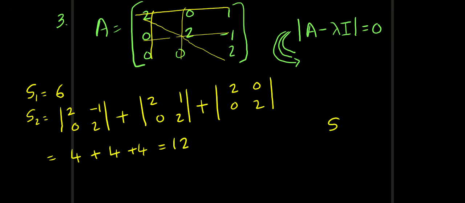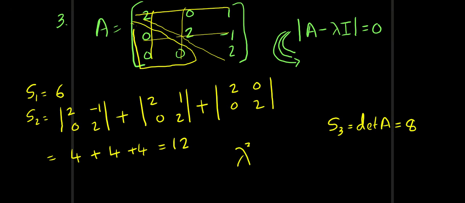And the last one, S3, I'll repeat, use a calculator. So determinant A will be, actually there is a shortcut here, this is an upper triangular matrix. I think you have noticed that the lower triangle is 0, so the determinant will be 2 into 2 into 2, that's equal to 8. So the characteristic equation is lambda cube minus S1 lambda square plus S2 lambda minus S3 is equal to 0.